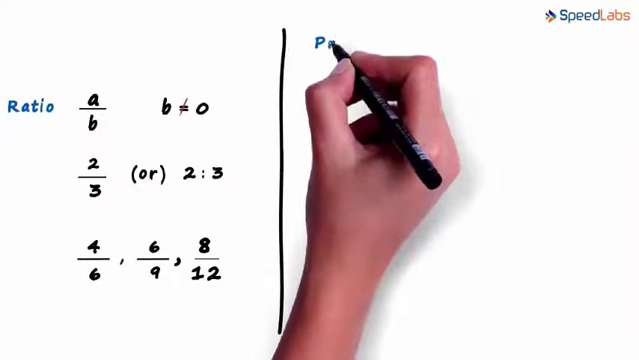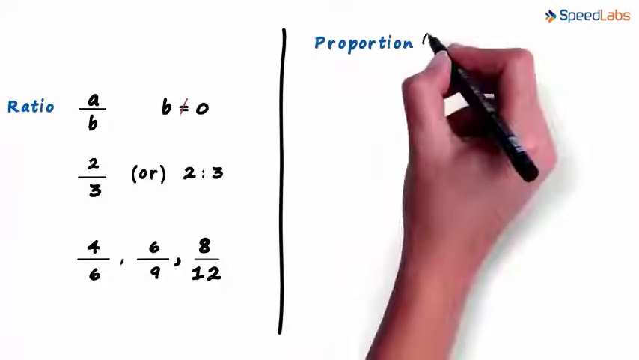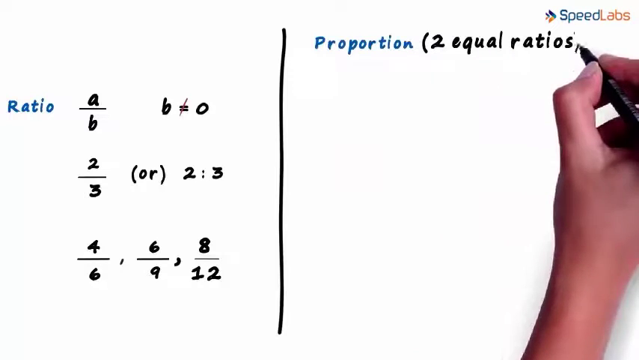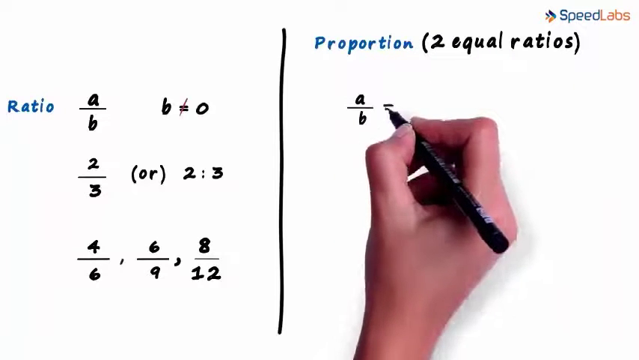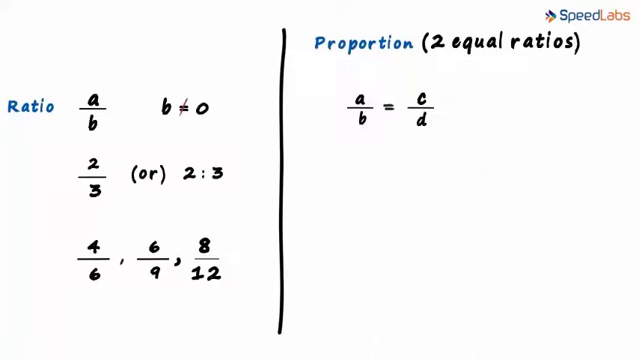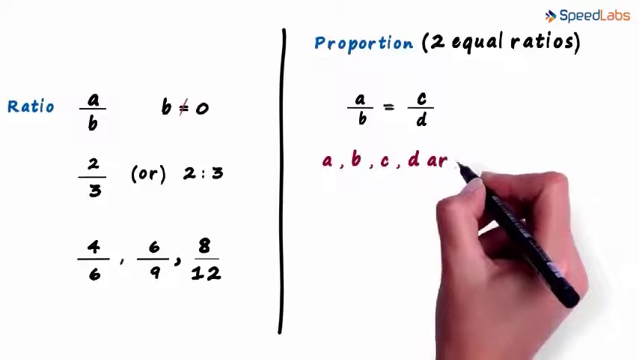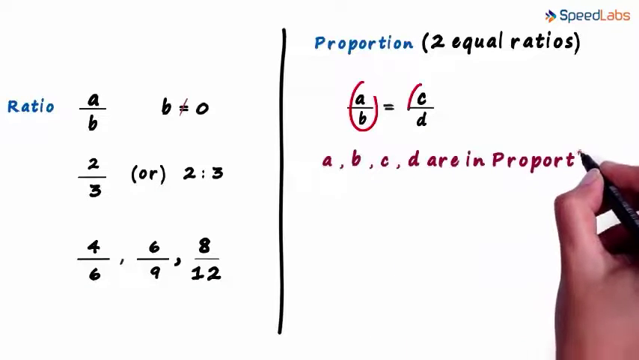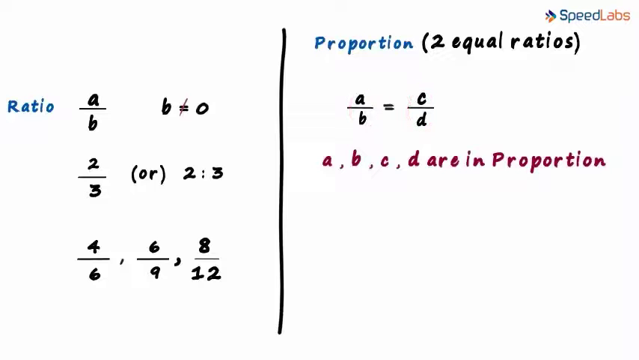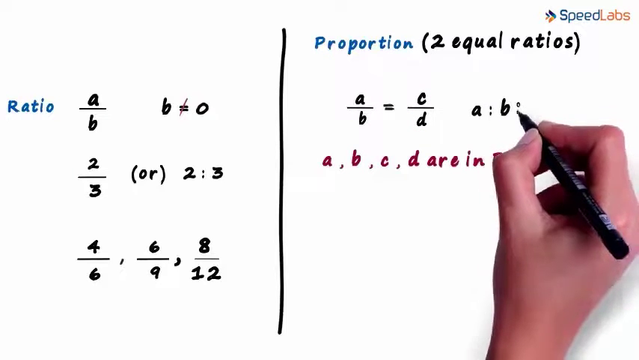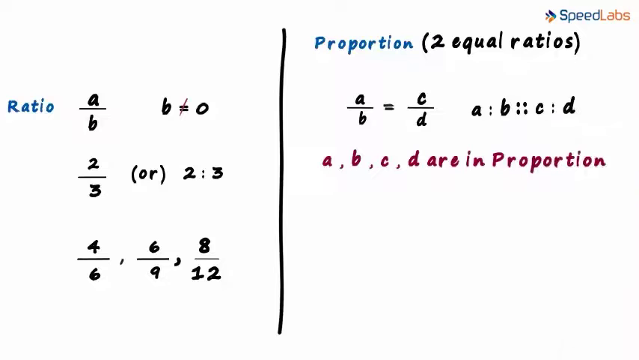Proportion is simple. It means two equal ratios. If A by B is equal to C by D, then we say that A, B, C and D are in proportion. These are two equal ratios. It can also be written as A is to B is the same as C is to D.